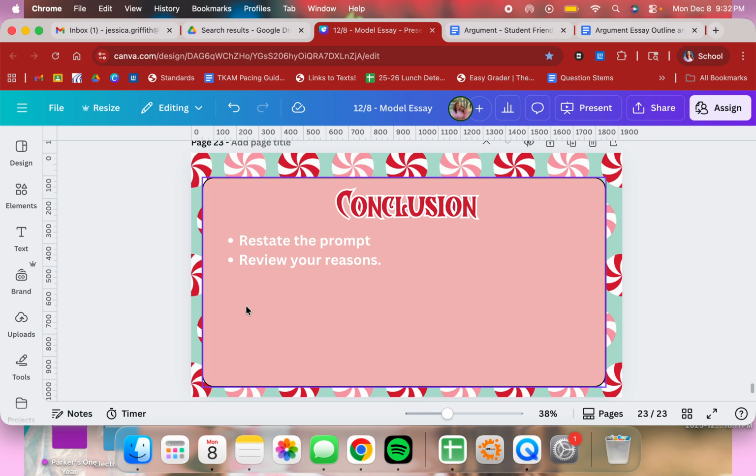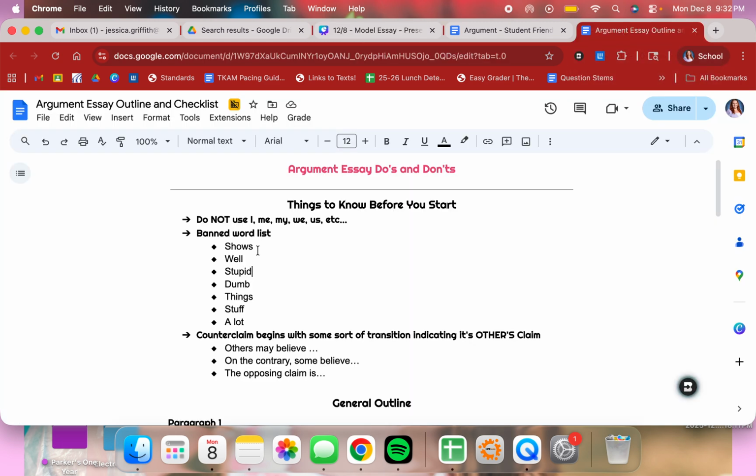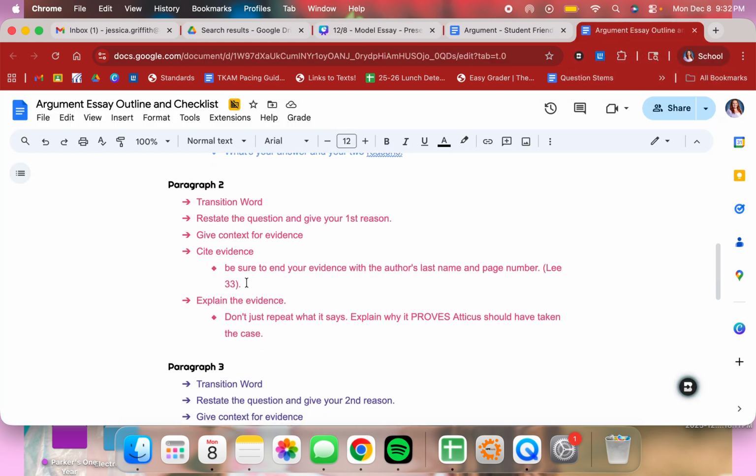All right, once you're done with everything, I need you to go back and reread that for grammar. Simple things. Capitalizing Atticus. Apostrophe S if it's showing ownership. Underlining or italicizing the title of the book. Those simple things. Another thing I want to point out for you on this little cheat sheet, notice that all your evidence needs to end with the author's last name and the page number. So the author's last name is Lee, and if it's on page 33, we need to put that in parentheses at the end of each piece of evidence. Okay, we need to start working on citing our evidence from the correct sources.